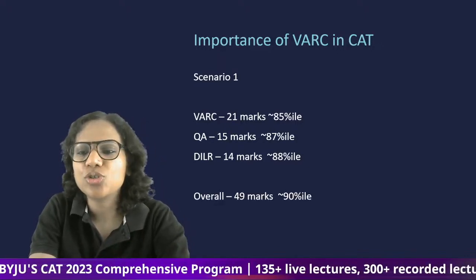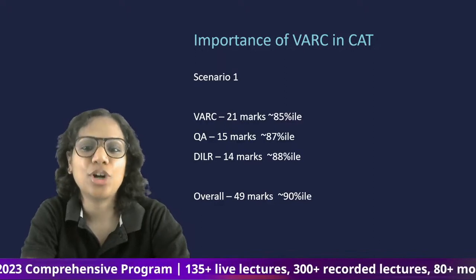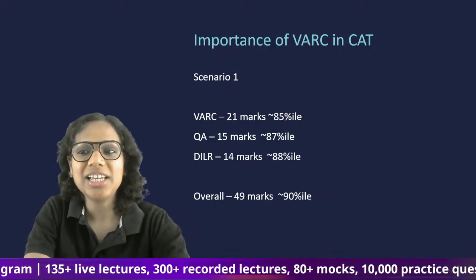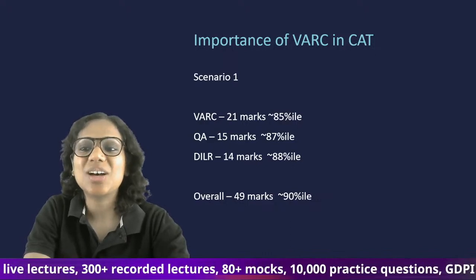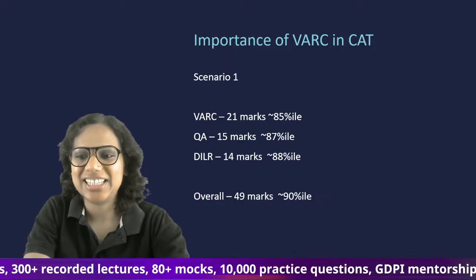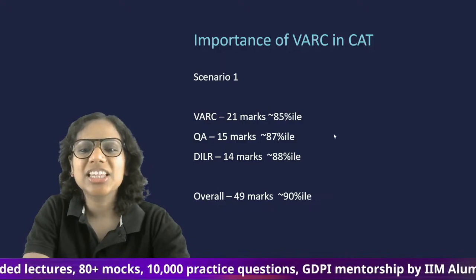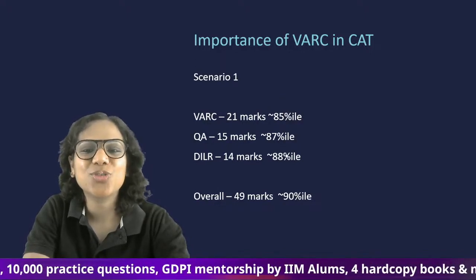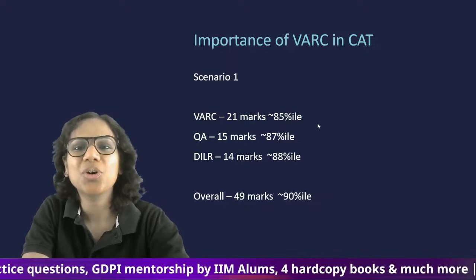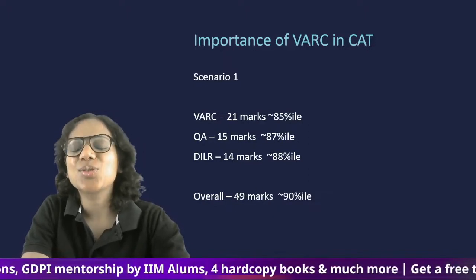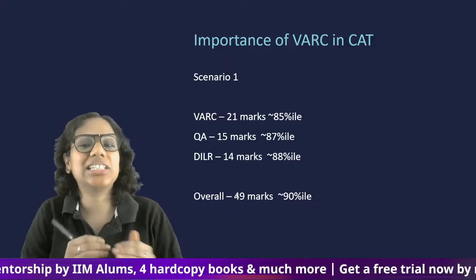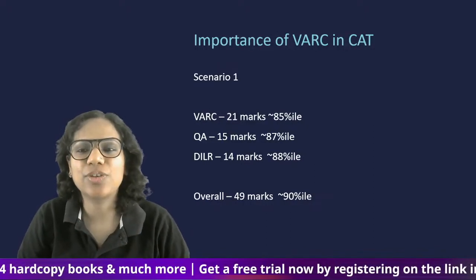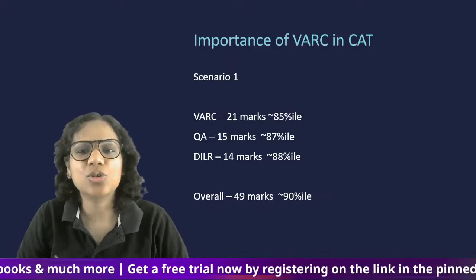My overall score will be 49 marks, and with these 49 marks, my overall percentile is approximately 90. I hope all of you know that your overall percentile is not a straightforward average of your 3 percentiles. It doesn't work that way. So your overall percentile currently is approximately 90, slightly higher than 90 in fact. And this is your starting point.